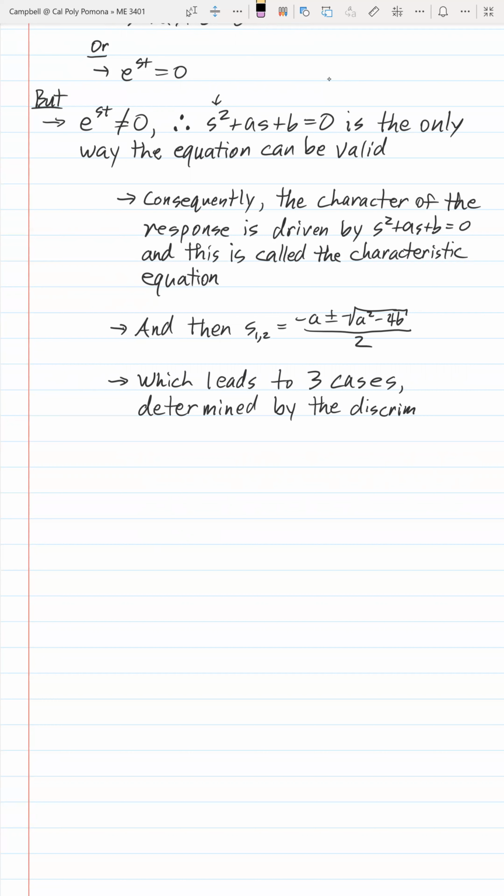Now, as you might remember, the discriminant is the quantity underneath the radical, underneath the square root, a squared minus 4b. So this particular quantity, the discriminant, and if you want to remember it, you can say that the discriminant allows us to discriminate between these 3 different cases.